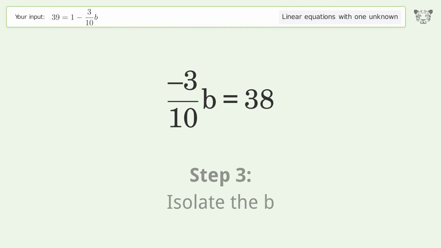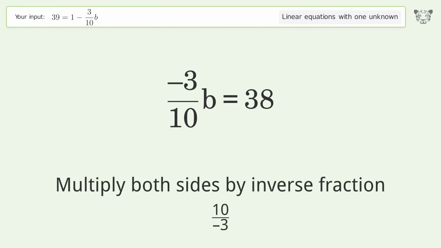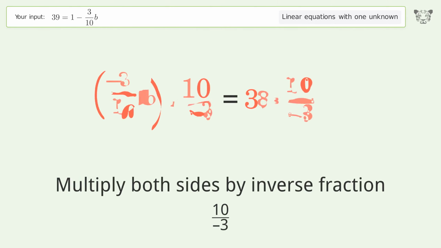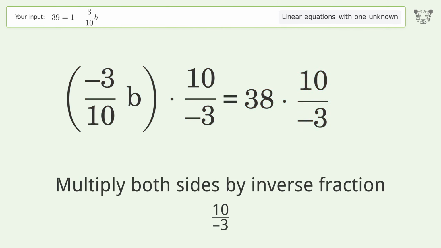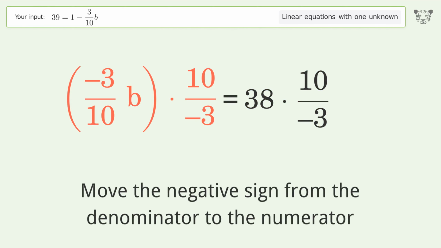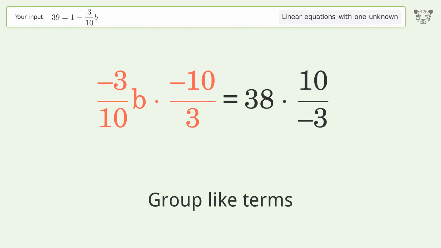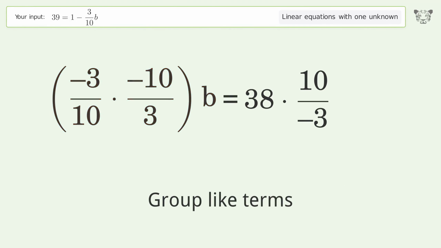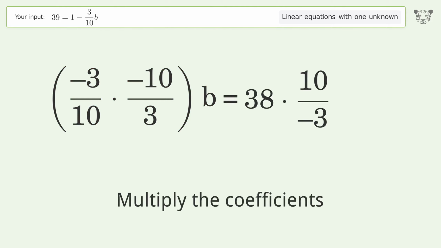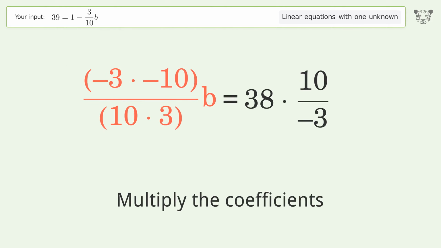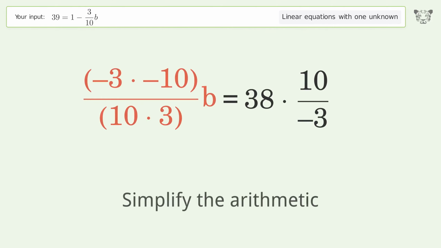Isolate the b. Multiply both sides by the inverse fraction, 10 over negative 3. Move the negative sign from the denominator to the numerator. Group like terms. Multiply the coefficients. Simplify the arithmetic.